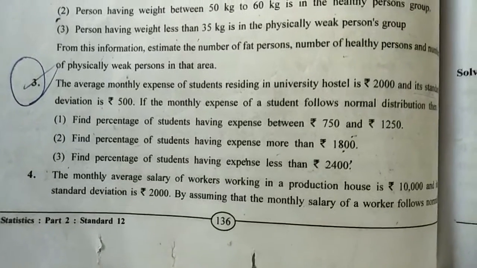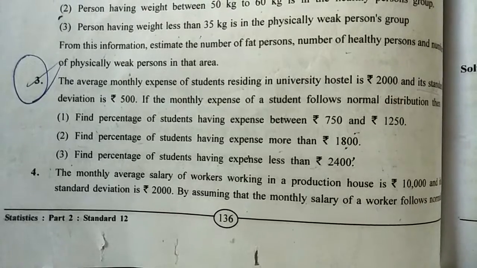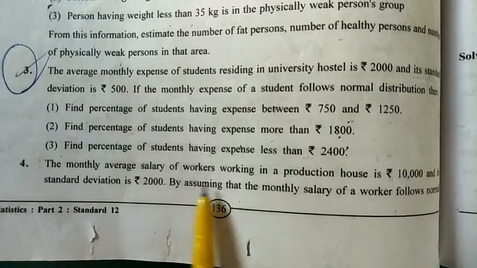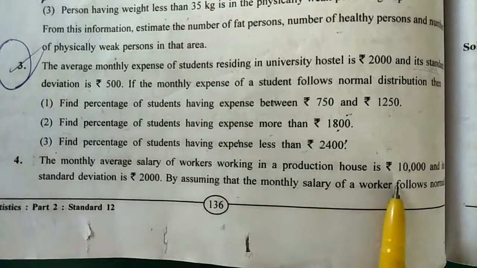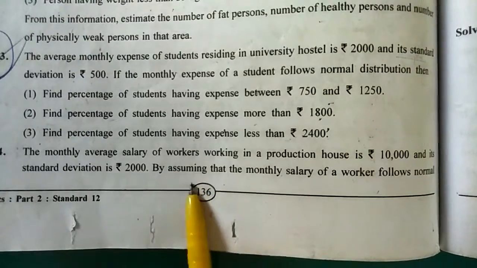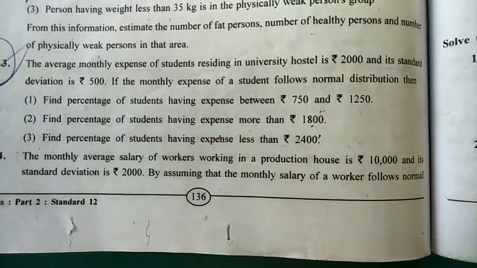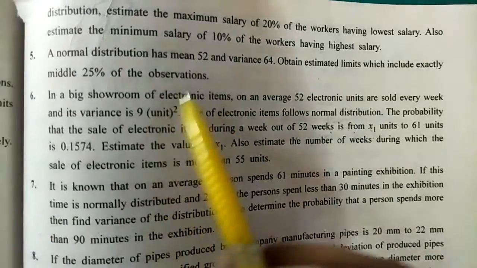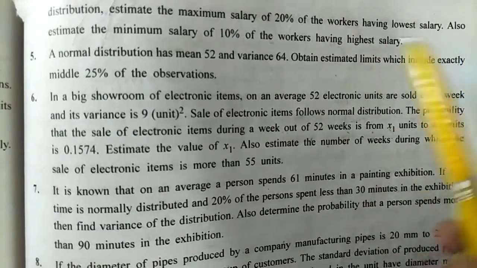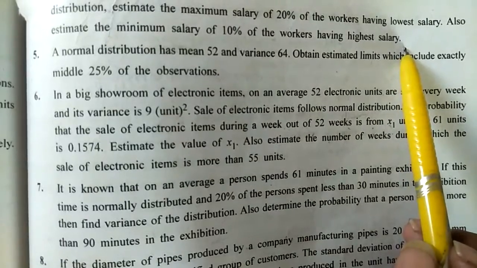Students, today we will start with exercise 3, section E, sum number 4. The monthly average salary of workers working in a production house is 10,000 and its standard deviation is 2,000. By assuming that the monthly salary of a worker follows normal distribution, estimate the maximum salary of 20% of the workers having lowest salary. Also estimate the minimum salary of 10% of the workers having higher salary.